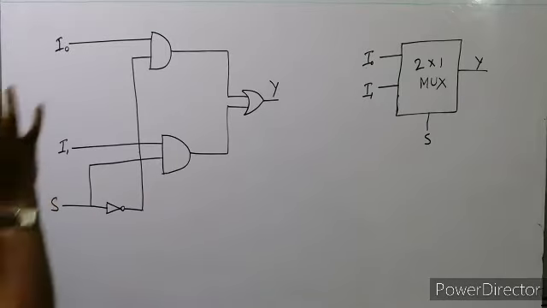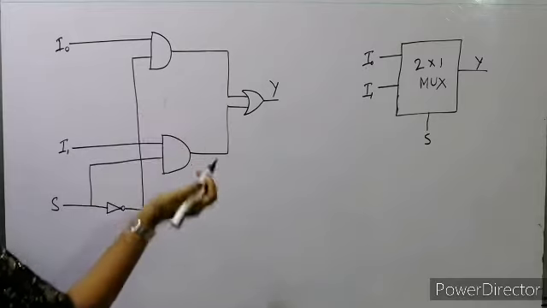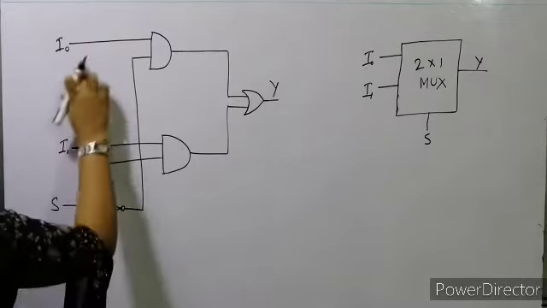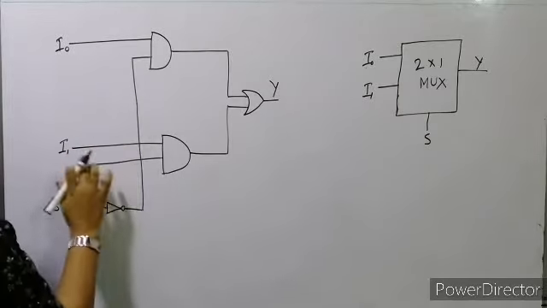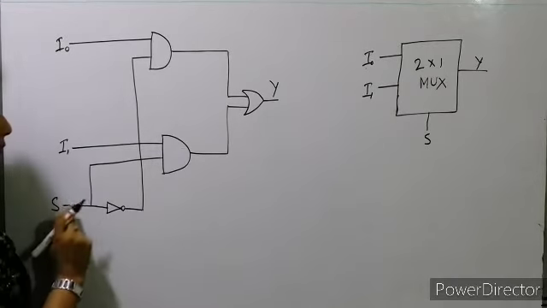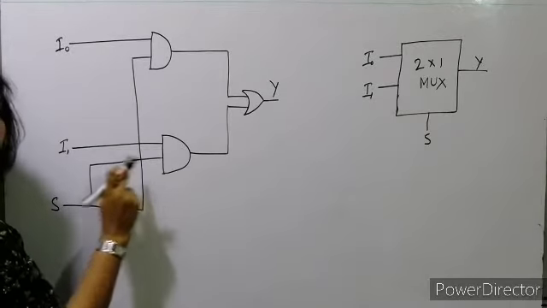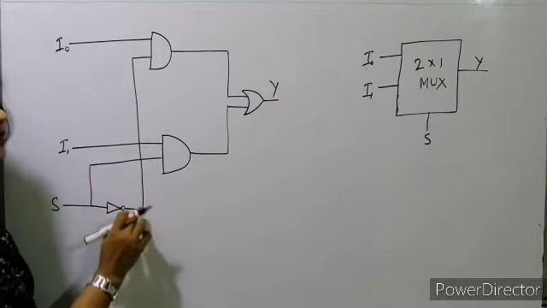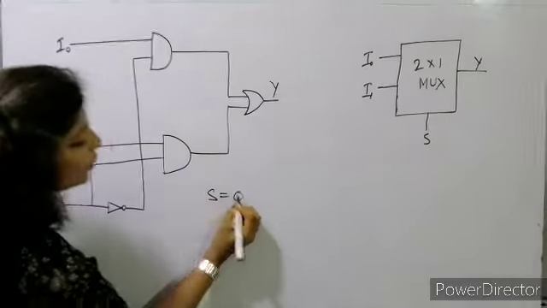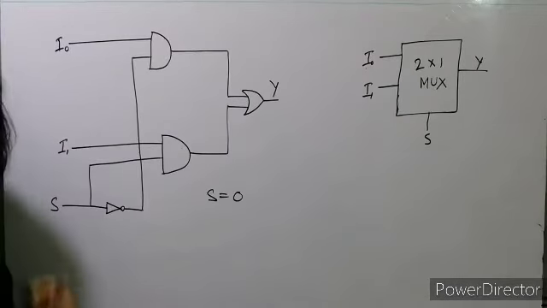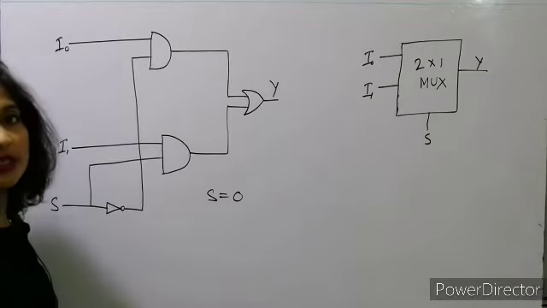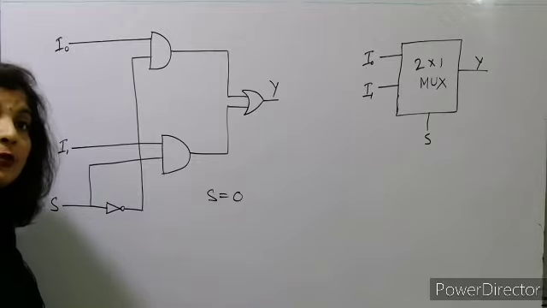What does the circuit of the multiplexer look like? This is input I0, I1. Two inputs are there, one going here, one going here, and this is the select line. The select line goes here, and the complement of the select line goes here. Now the select line's bit combination will determine which input will be selected.